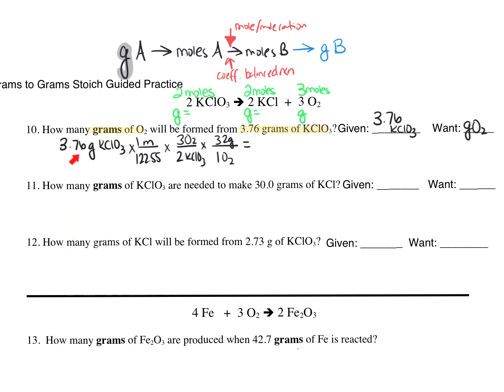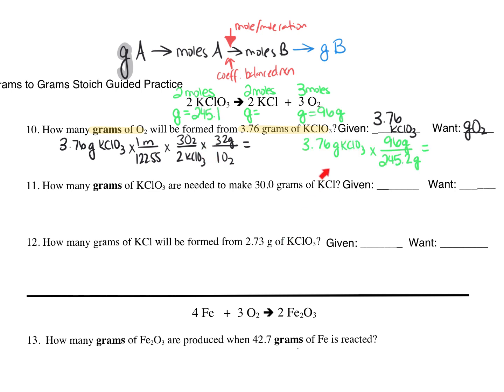So in black here, I have the traditional method, 3.76 grams of KClO3. I'm going to convert that to moles using the molar mass of KClO3. I'm going to use my mole to mole ratio in order to get over to oxygen, and then 1 mole of oxygen weighs 32 grams.